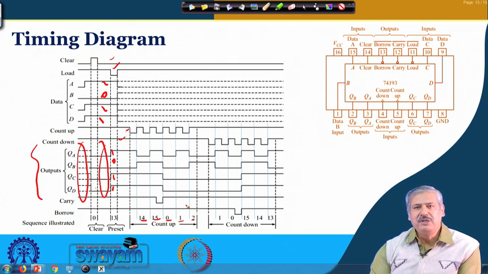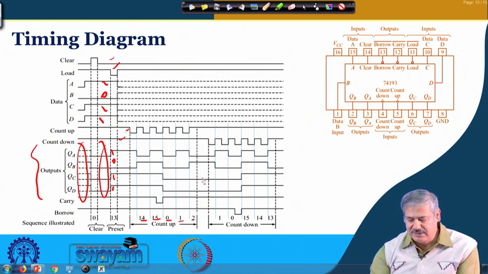But what you are doing is just to show how count down happens, to illustrate that. After that, you consider that count up has remained high, so no more clocking, no more state change. It is remaining at 2, and count down was also high, so there is no clock, even the count down clock also.